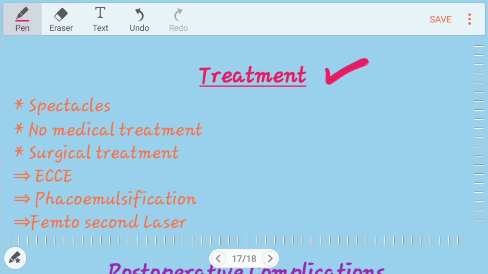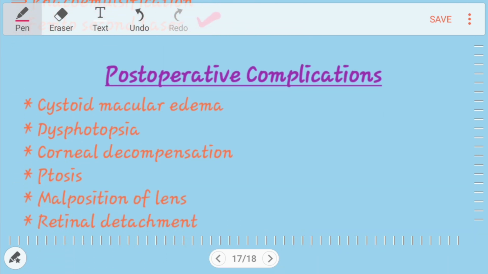Next is treatment, in which first there is non-surgical treatment, which helps to improve the vision in particular circumstances till surgery is performed, in which there are spectacles for the correction of refractive error if cataract has induced changes in refractive error. There is no proven medical treatment. Surgical treatment involves ECCE, extracapsular cataract extraction, phacoemulsification, femtosecond laser. After surgery, we implant intraocular lenses.